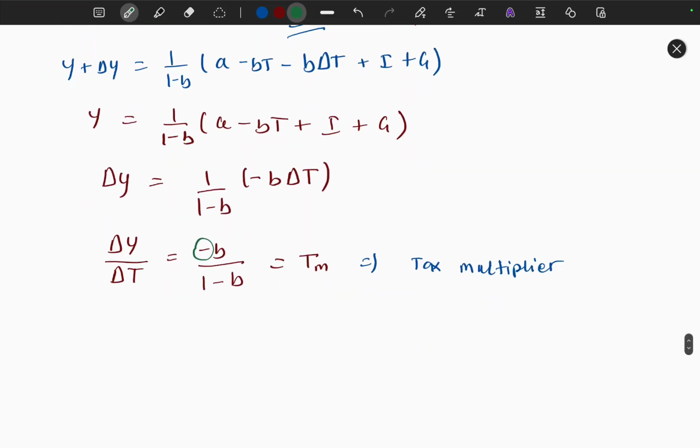So in the next video, we will talk about the balanced budget multiplier. We will combine the government expenditure multiplier and the tax multiplier and determine the balanced budget multiplier. We will prove that when the change in government expenditure, delta G, is equal to the change in the level of taxation, the balanced budget multiplier will always be equal to 1, and I will show you that in the next video. Thank you.